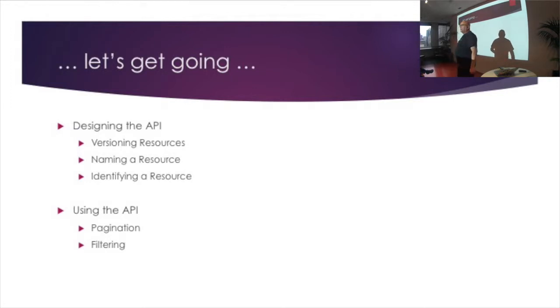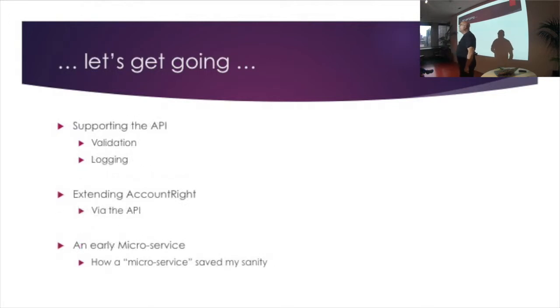And then how we go about supporting the API, because it's a public API, it's not just an internal API. We've got partners who use it, so we have to support that. And then how we've been using it to extend AccountRight itself. I'm going to talk about an early microservice, and I'm using this in quotes. Some people may agree or disagree on whether it is a microservice or not. It was a small service, 100 lines, so it meets Fred George's meaning of a microservice, but it doesn't always work in that way.